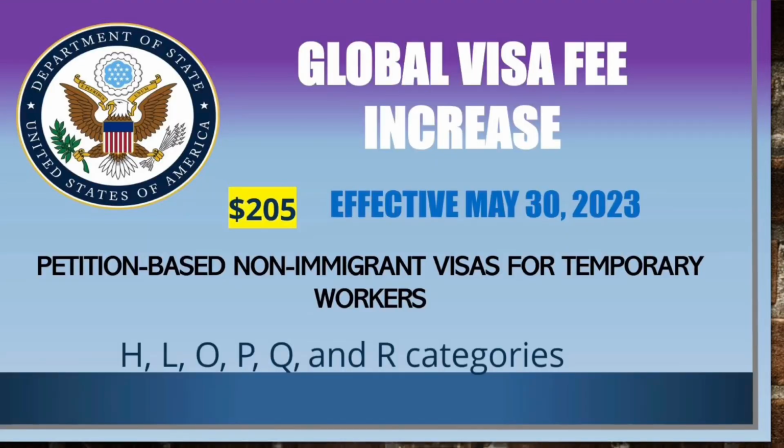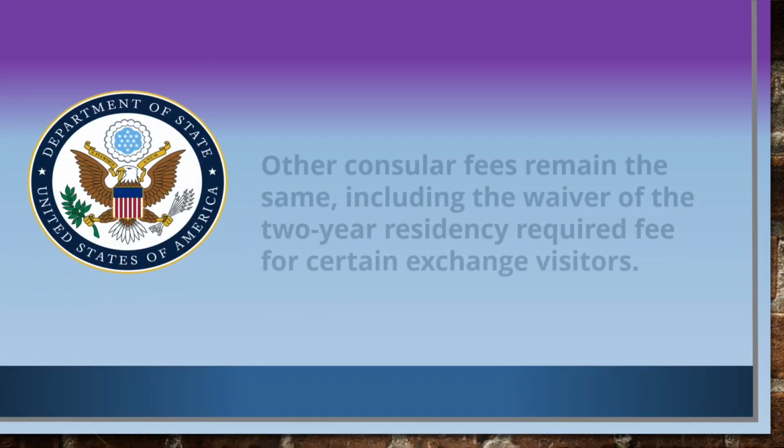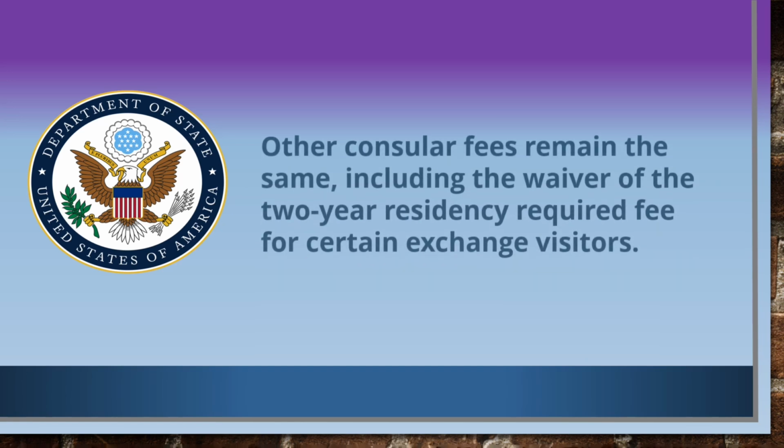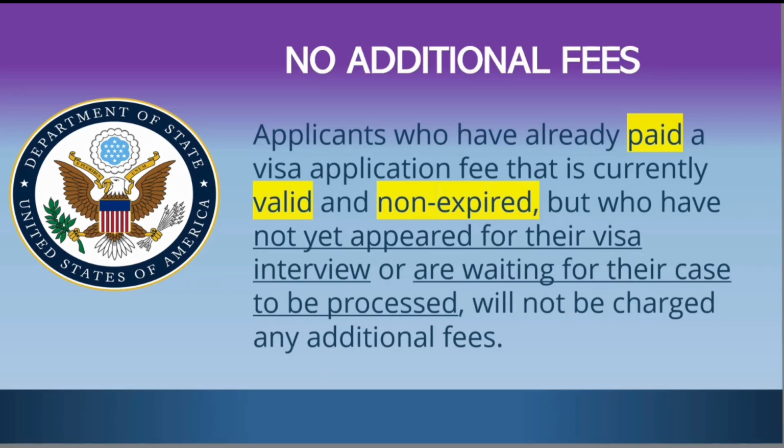There is also an increase for petition-based non-immigrant visas for temporary workers, from $190 to $205. For petition-based non-immigrant visas for temporary workers, the affected visas are H, L, O, P, Q, and R categories. So please take note when applying for these visas. However, other consular fees remain the same.